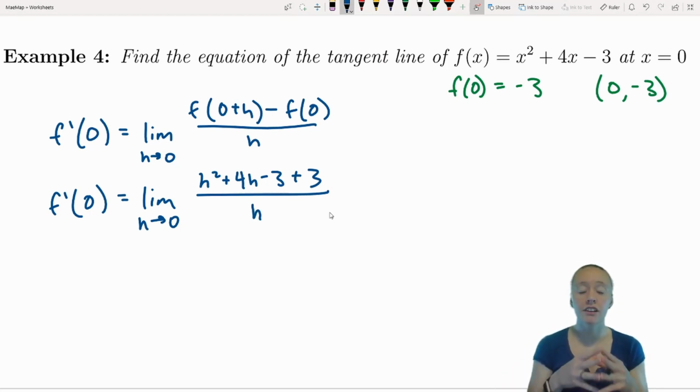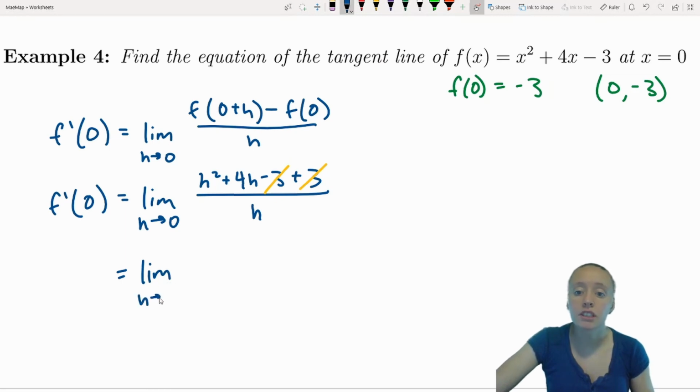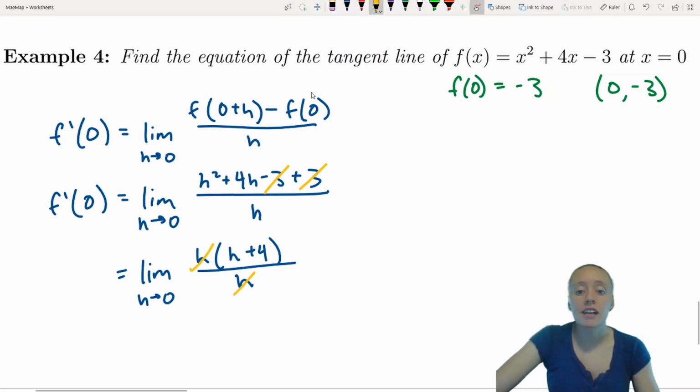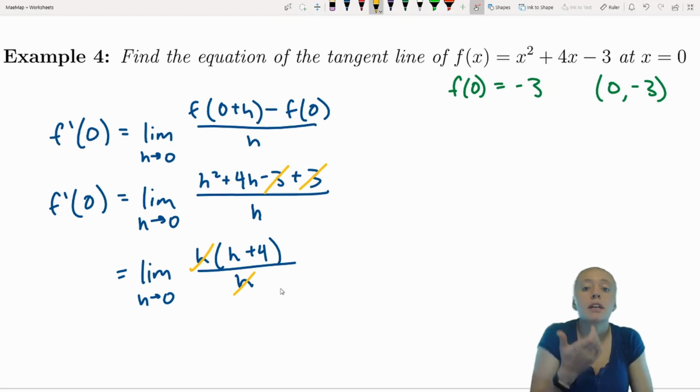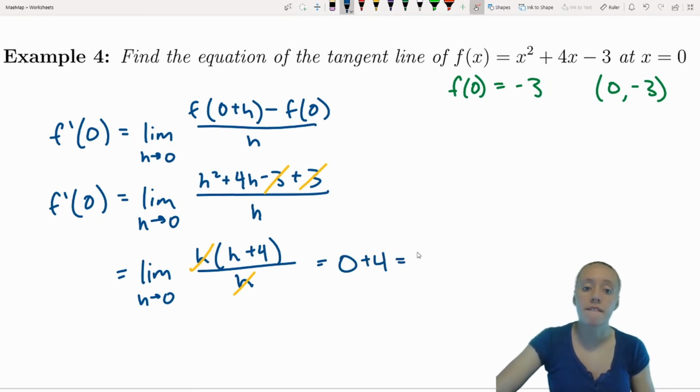Remember, my goal is to cancel out h. And look what happens. We barely have to simplify this down. Negative 3 cancels out with 3, and I have an h multiplied by everything in my numerator. So my limit as h approaches 0, if I pull that h out so you can see, h pulled out of h squared plus 4h will leave me with h plus 4, and that's all over h. My denominator does indeed cancel out, or at least that part in my denominator that equals 0 cancels out. Now I plug 0 right on in to give me 0 plus 4, which is 4.